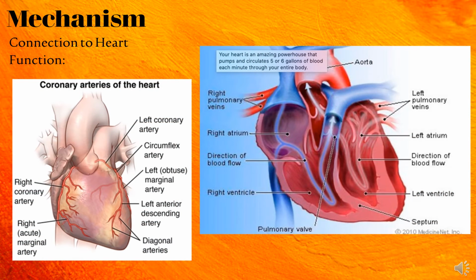Direct connection to heart function. Like all other tissue in the body, the heart muscle needs oxygen-rich blood to function, and oxygen-depleted blood must be carried away. The coronary arteries run along the outside of the heart and have small branches that supply blood to the heart muscle. The two main coronary arteries are the left main and the right coronary arteries.